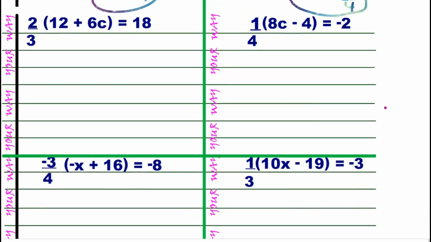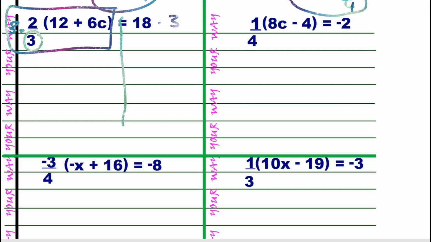All right, so this works again when you're distributing a fraction. What we're going to do is get the 3 out of the denominator by multiplying both sides by 3. Watch this. You get that 3 out of the denominator because all of this is one term, since it is not separated by an addition or subtraction sign. So this is really one term being multiplied. So I get rid of the 3, and I'm left with 2 times 12 plus 6c is equal to 54.